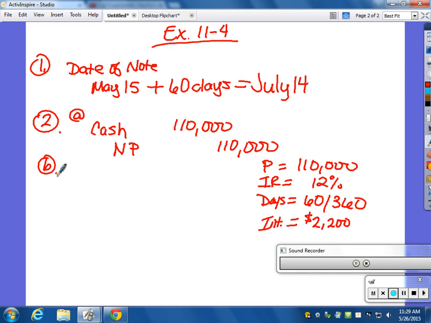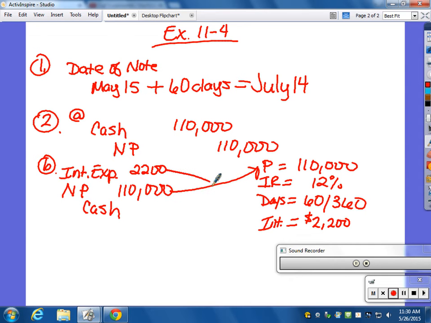So what's the journal entry? Debit what, credit what? Debit notes payable and interest expense, and you credit cash. What amount for interest expense? 2,200. Notes payable? Principal. That's the principal amount, right? Know where these amounts come from: 2,200 for interest. And what about the total cash amount?